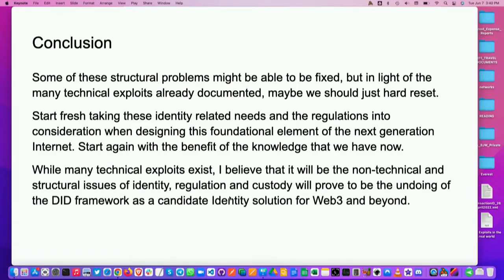While many technical exploits exist in the DID space, I believe it will be the non-technical structural issues of identity, regulation, and compliance that truly are the undoing of the DID framework as a candidate identity solution for Web3 and beyond.